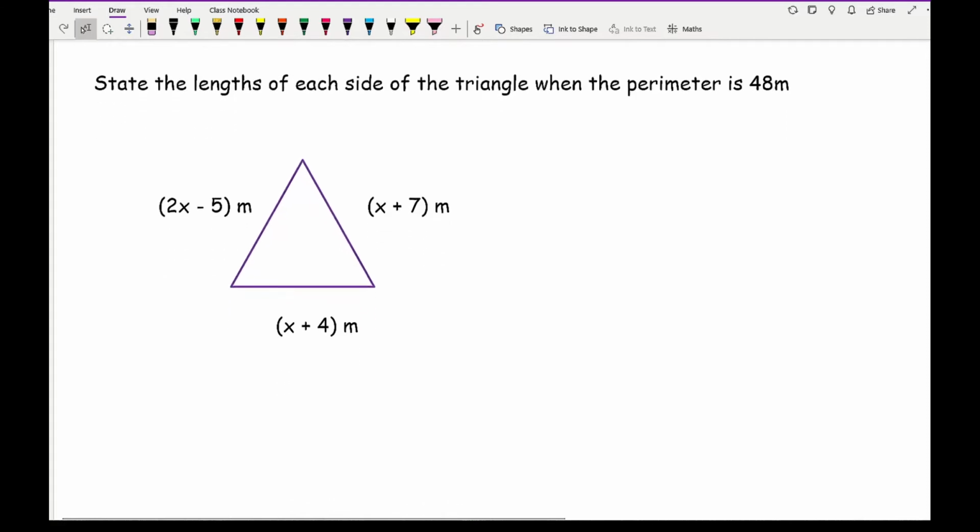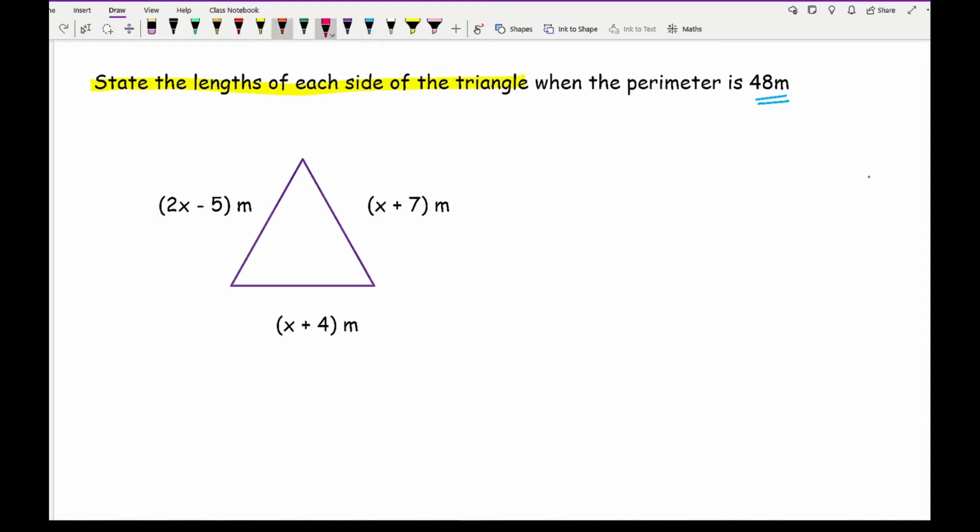So the next question says state the length of each side of the triangle when the perimeter is 48 meters. Now the key thing with this one is that it's asking me to state the length of each of the sides of the triangle. So not only do I need to find x, I also then need to find out what the lengths of this triangle are going to be. Now although it looks like an equilateral triangle, it may not necessarily be, because there's nothing that says here that this triangle is drawn to scale.